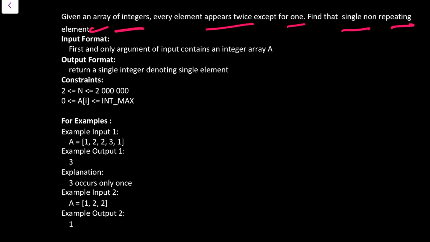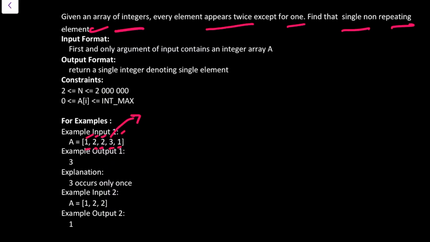Let's see the example. Let's say we have 1 2 2 3 1. Here we can see clearly that 1 is repeating, 2 is also repeating. There's just a single element which is non-repeating. That has to be our solution.